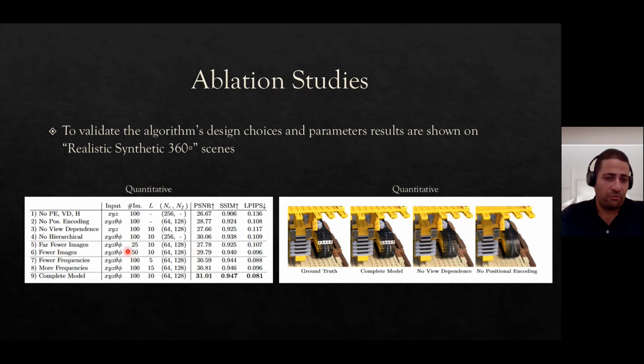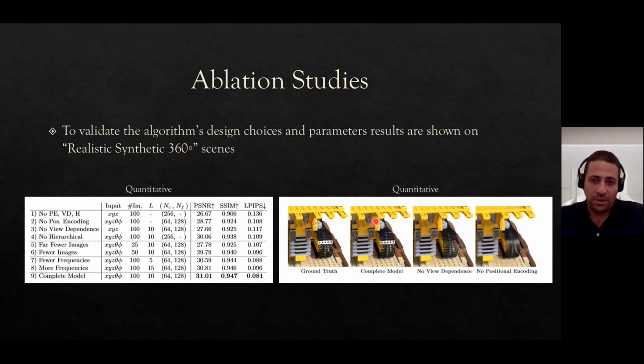Here, they use far fewer images, 25 instead of 100. Here, they use 50. Here, they use lower frequencies in the positional encoding. So here, they use order 5. And here they use order 15. Now, it's noticeable also that when they reduced it to 10, it does outperform even using a higher frequency. So overdoing it isn't good in positional encoding. So this is the result that we get.